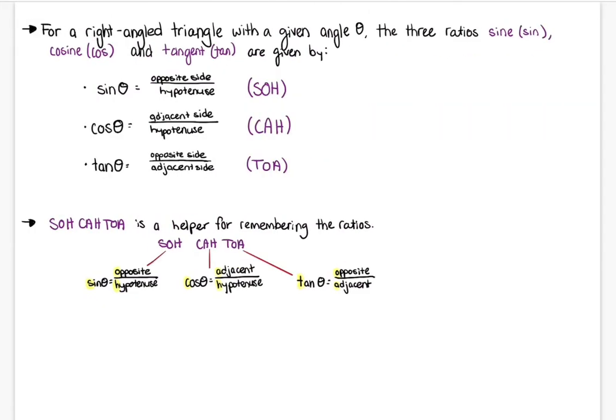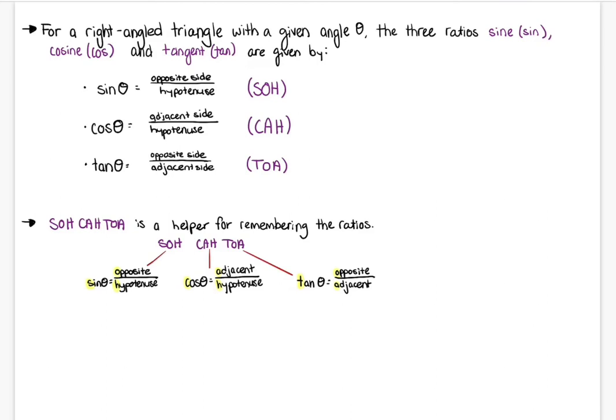The next thing we're going to do is look at the three trig ratios: sine, cos, and tan. Even though sine looks like sin, it's always pronounced sine. Then we've got cosine, shortened to cos, and tangent, shortened to tan. We're given these ratios by saying sine of whatever angle it is equals the opposite side over the hypotenuse. In brackets I've put SOH here, and this becomes important a little bit later down. It's a good little helper.